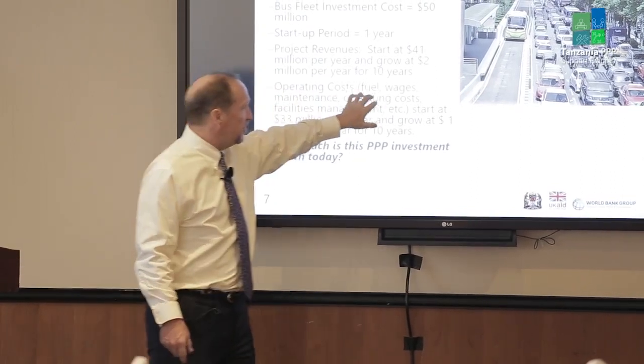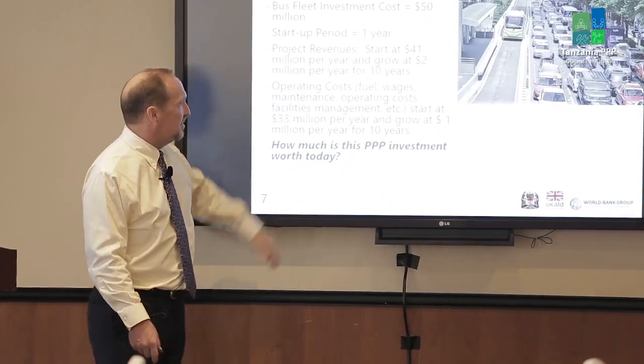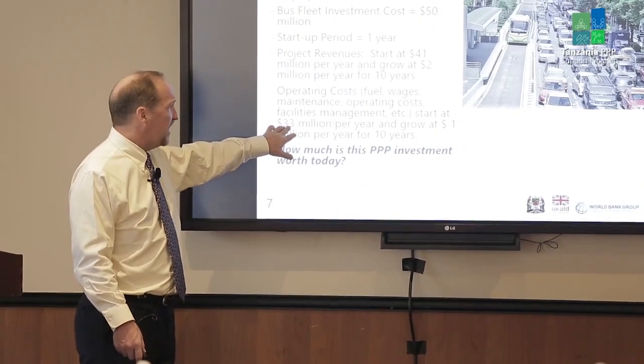Let's say you are asked to analyze a proposed PPP project. The PPP project is to provide a fleet of buses for a bus rapid transit project. And I'm going to give you some nice round numbers. Hope it makes it easy. The initial investment, i.e. the cost of buying the fleet of buses, is $50 million. We're going to assume that there's a 1 year startup period. So you buy it today, you start getting your cash flow 1 year from today. The projected revenues in this PPP are to start at $41 million per year and grow at a rate of $2 million a year for 10 years. And the operating costs, that would be the fuel, the wages, maintenance, and other operations costs, would start at $33 million and grow at $1 million per year.